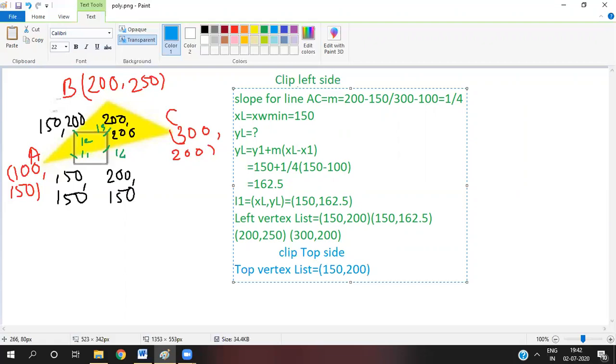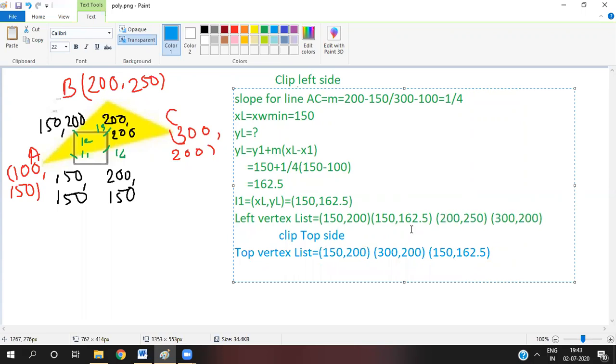We'll move in a clockwise direction, so that will be better. Then 150 comma 300... okay, 300 comma 200 will be there because we are dealing with the top only. So the right side point will be as it is. And one more point is there: 150 comma 162.5. This is the top list, we got it right.